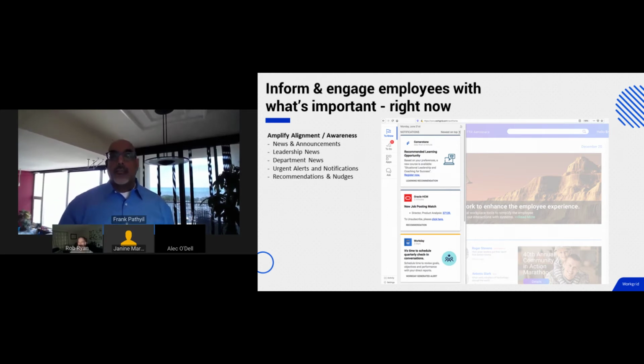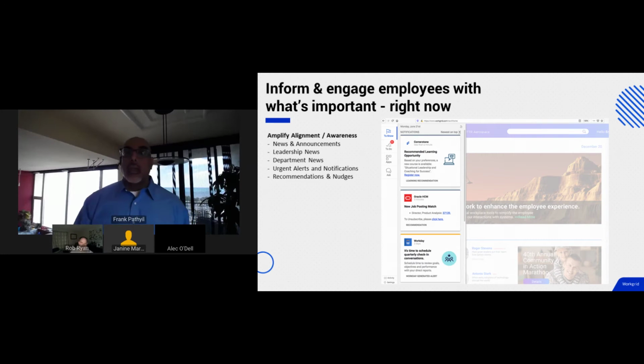So let's help guide. What does inform and engage employees mean? What's important right now? It helps guide attention. It delivers information that's personalized and contextualized to every employee. It gives employees what they need right now.